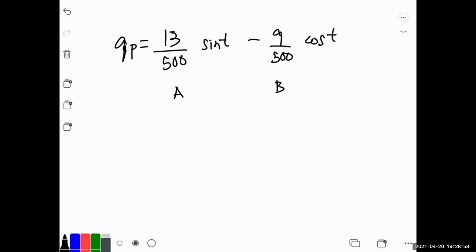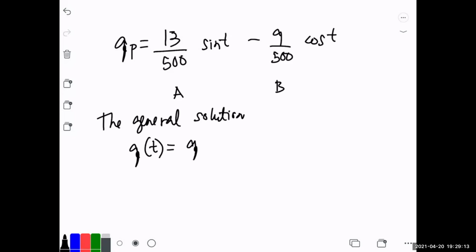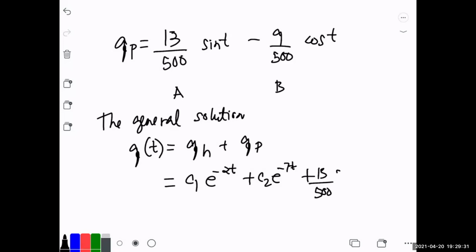So let's now combine for our general solution, q_p and q_h. So the general solution is q of t is q sub h plus q sub p. So q sub h is c sub 1 e to the negative 2t plus c sub 2 e to the negative 7t, plus 13 over 500 sine of t, and then negative 9 over 500 cosine of t. Okay? So now let's apply the initial condition.